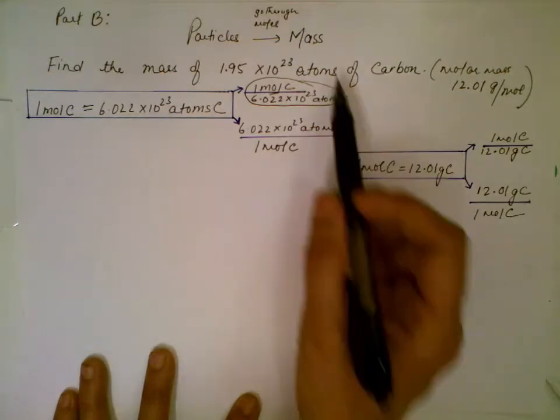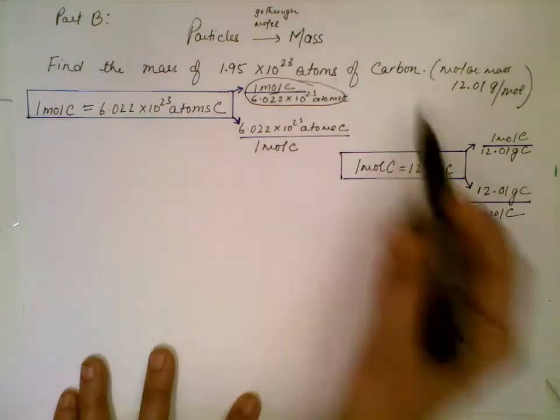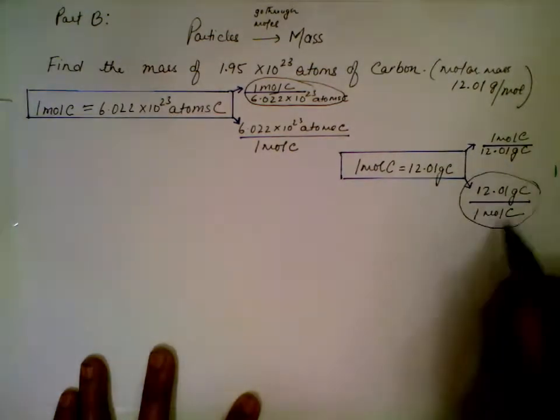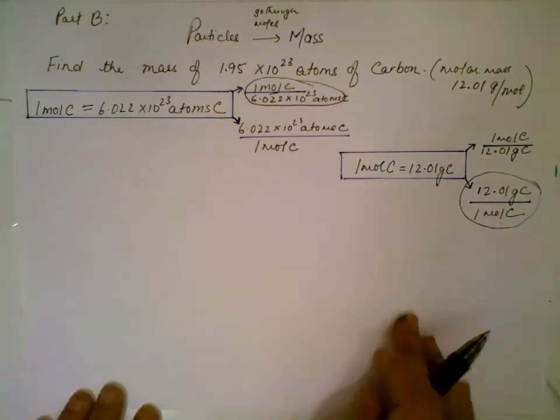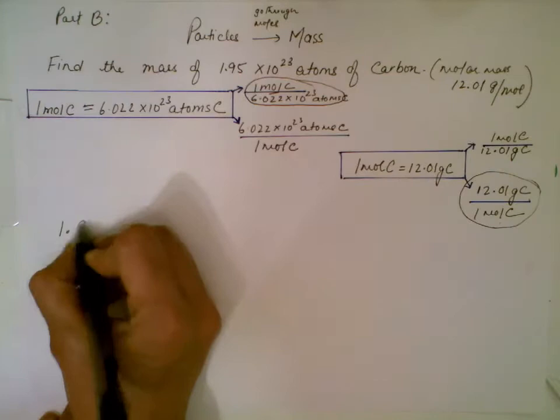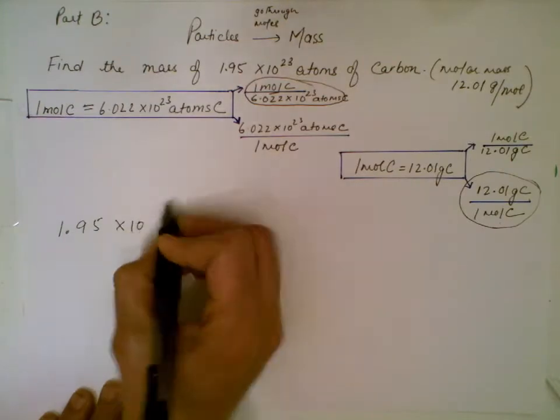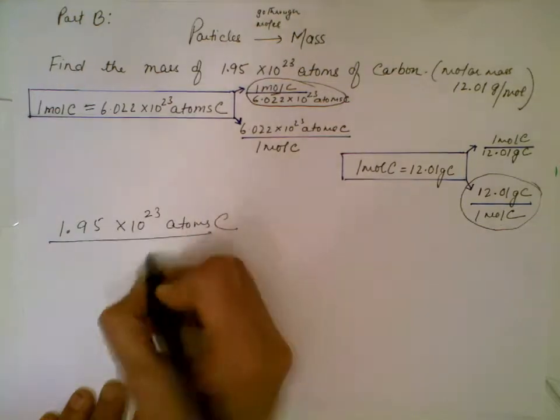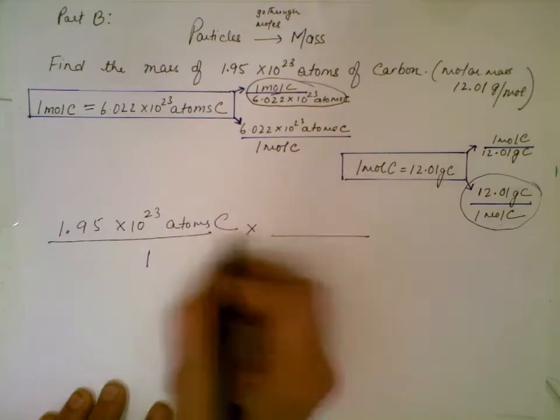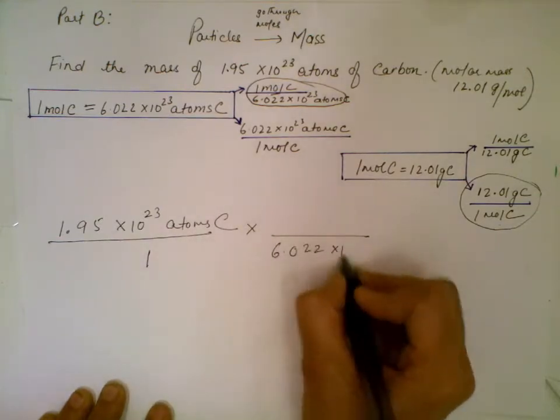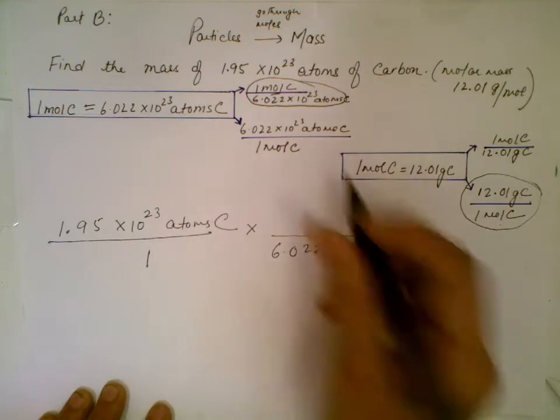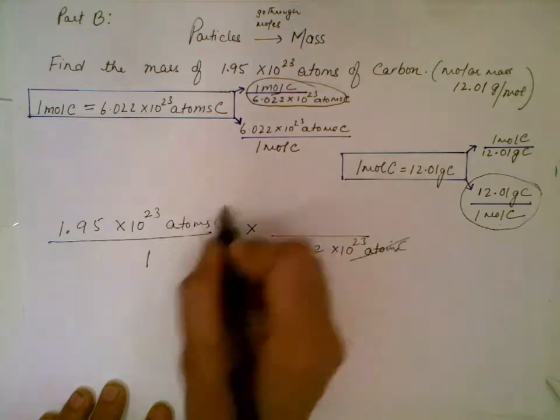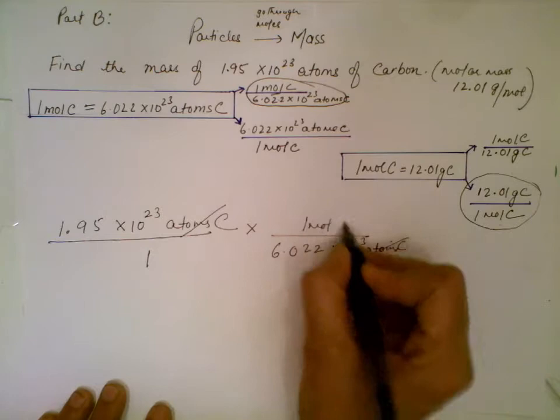And then it is saying you have to go to mass. So mass is grams here. This is mole at the top, grams. The desired unit at the top, the starting unit at the bottom. All right, let's start out with the given 1.95 times 10 to power 23 atoms of carbon times, we don't want this, so we're going to cancel them. We have multiplied by this fraction, canceled atoms, and these many atoms in 1 mole of carbon.